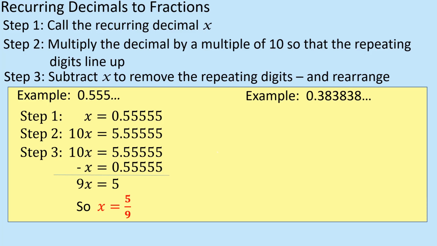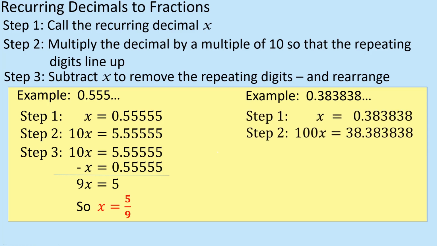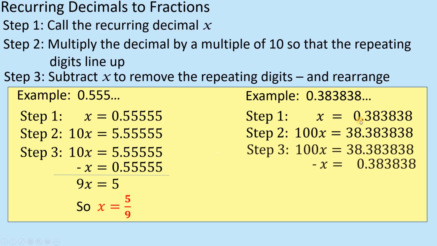So let's have a look at this one. Same kind of concept: here I've got 0.38388. So how many digits recurring? Well, there are 2. So I'm going to times it by 100 this time. Again lining up my numbers, I'm going to do the same as before. I'm going to do this one, take away this one, so it's going to leave me 99x is equal to 38 when I get down to it, and then x equals 38 divided by 99.